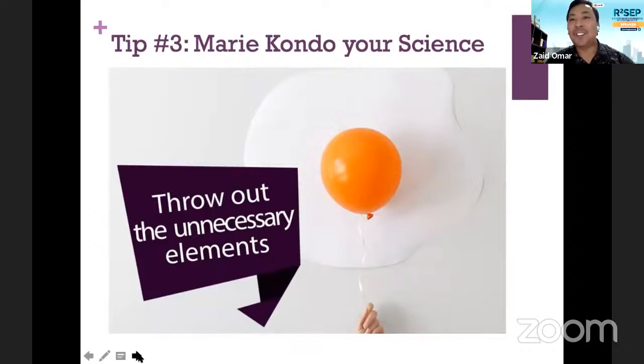Tip number 3 is Marie Kondoing your science. Anyone knows who Marie Kondo is? If you have Netflix, you probably know Marie Kondo. She is a TV personality on Netflix. She has her own show whereby she goes around and cleans other people's houses. Whenever she goes into someone's house, she will pick up one item and ask, does this possession spark joy? Does this bring you joy? And if the person says no, then you just throw it away.